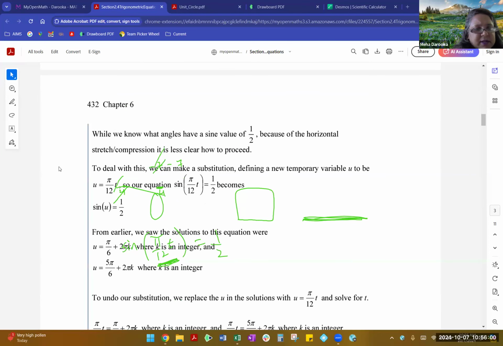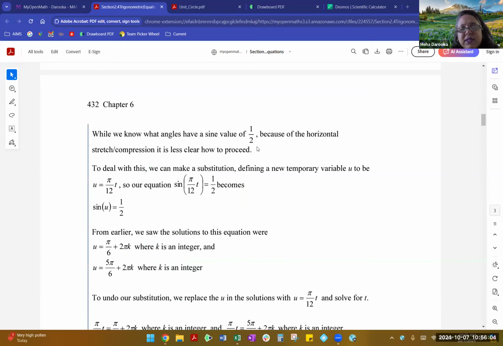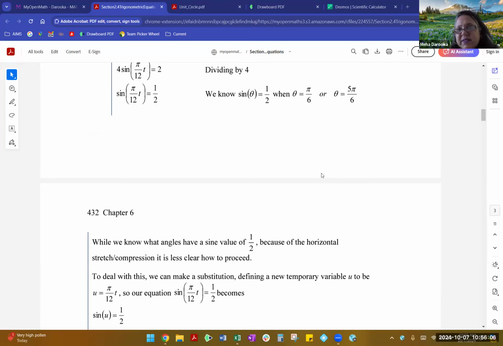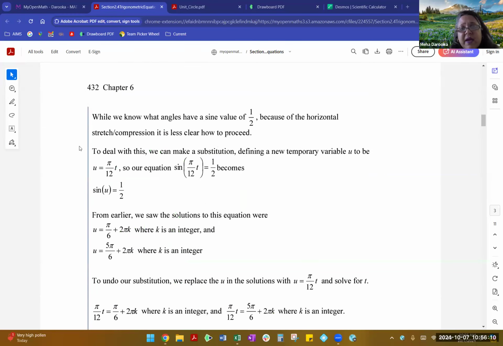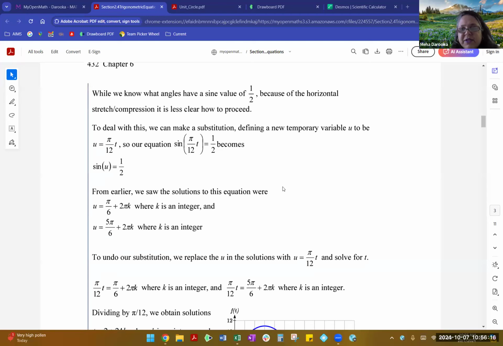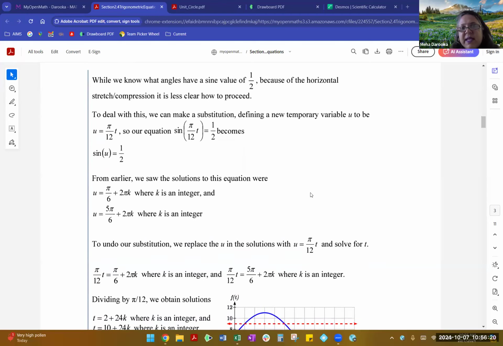Okay, hold on. Let me clear out my writing here. Okay, so we know that the angles, again, pi over 6 and 5 pi over 6 is where your sine value is going to be 1/2. And because of the horizontal stretch or compression, it becomes a little bit interesting how you would proceed because it's not going to be very clear. And we know there's a horizontal compression or stretch happening because of that B factor.